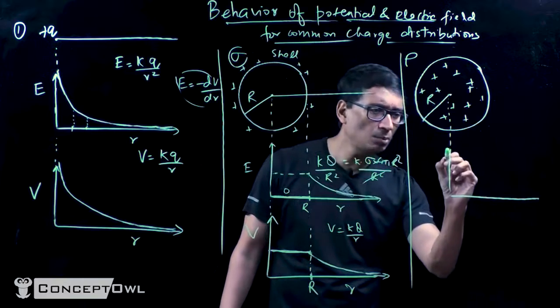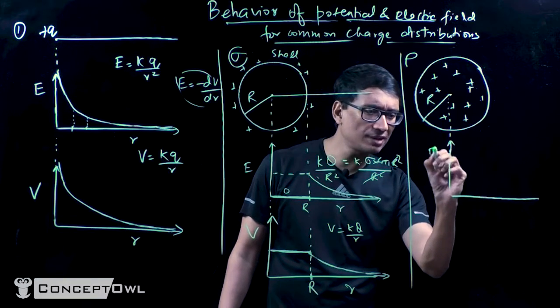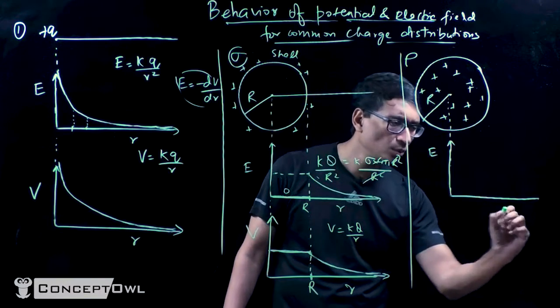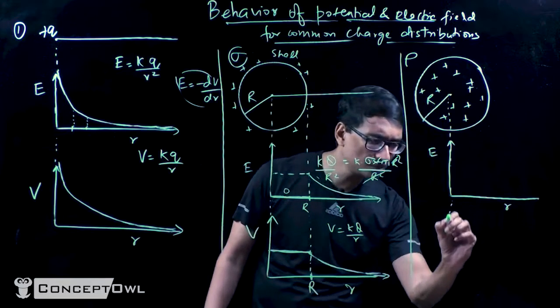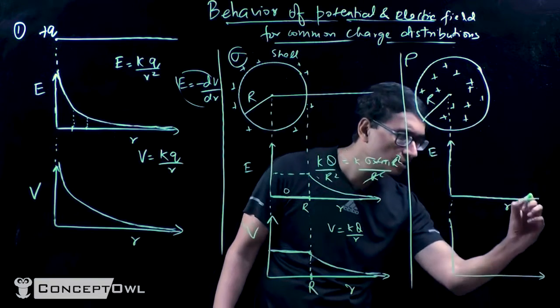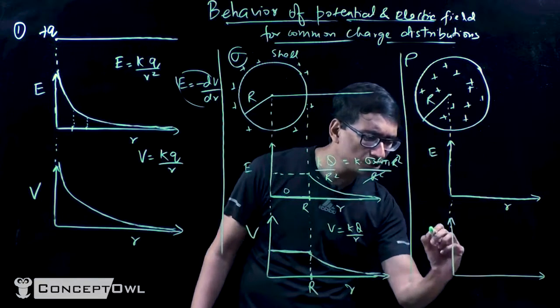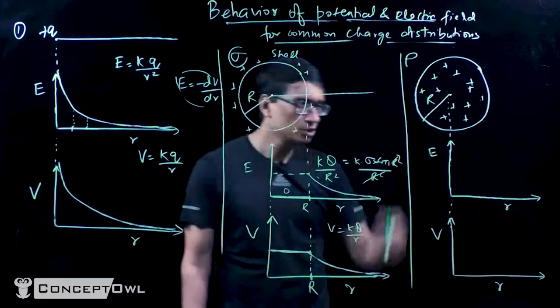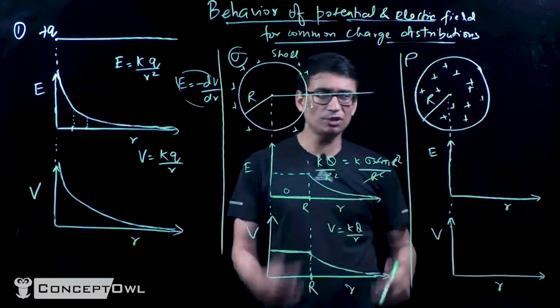Now exactly the same thing, kindly help me understand. Number one is the variation of electric field with distance, and second, the variation of potential with distance. So work this out, and in the next video we'll discuss the solution.